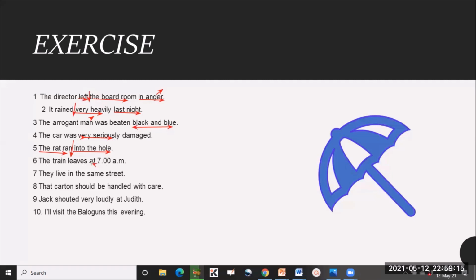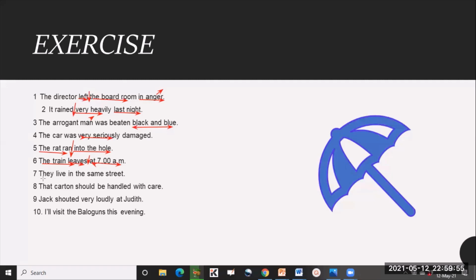Question 6: The train leaves at 7 a.m. We have a clear prepositional phrase, "at 7 a.m." And then what is its function? It modifies the verb "leaves." How do we know? Using the border principle and the questioning method, if we say "the train leaves," different questions will arise. When will the train leave? At 7 a.m. So "at 7 a.m." is a prepositional phrase, but here it is functioning as an adverbial phrase, modifying the verb "leaves."